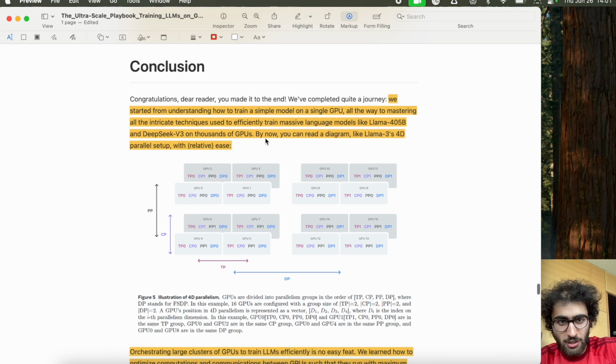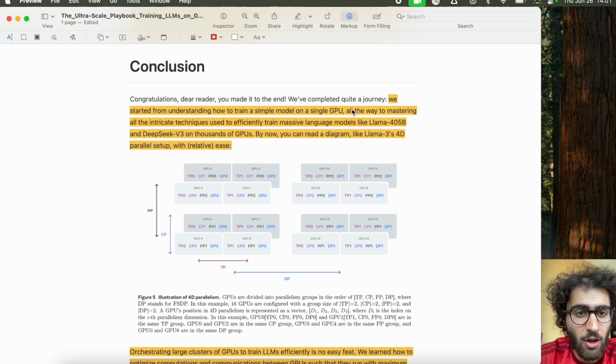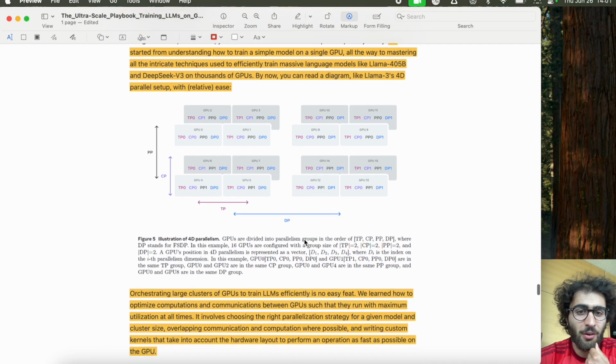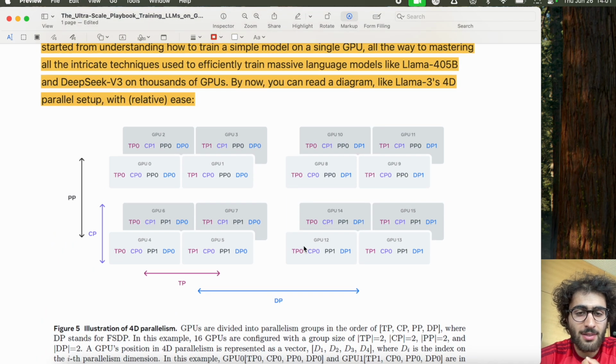So congratulations, we started from understanding how to train a simple model on a single GPU all the way to mastering all the intricate techniques used to efficiently train massive LLMs like Llama 405B and DeepSeek v3 on thousands of GPUs. And by now you can read a diagram like Llama's 3 4D parallel setup with relative ease. So to get an idea of what is happening in this diagram, we have 4 dimensions of parallelism.